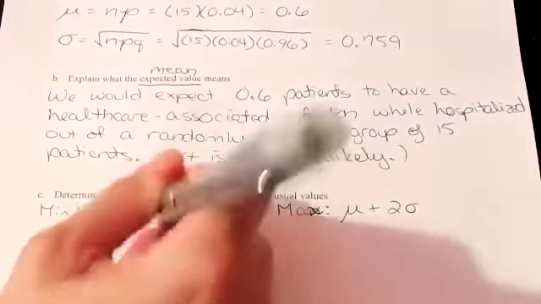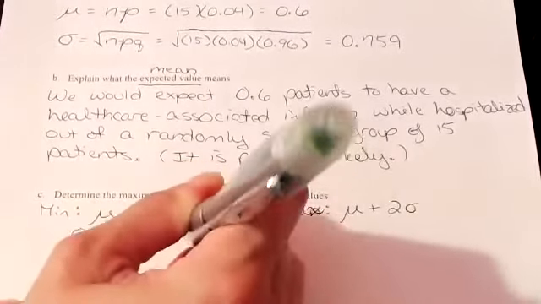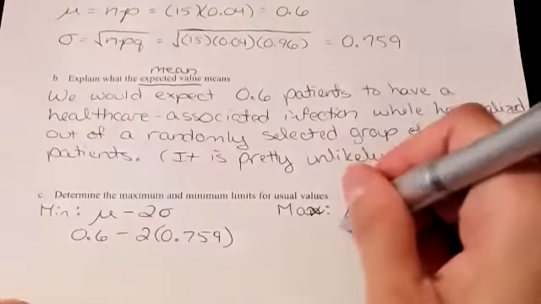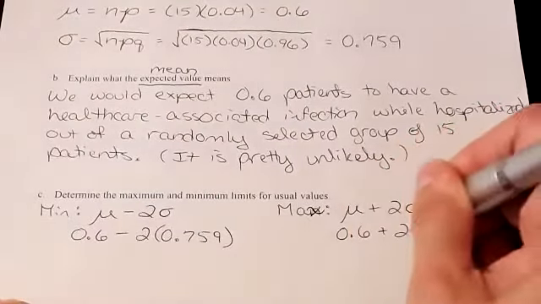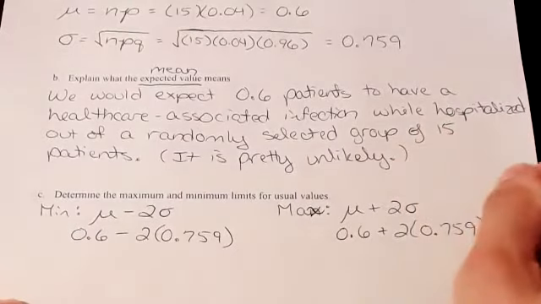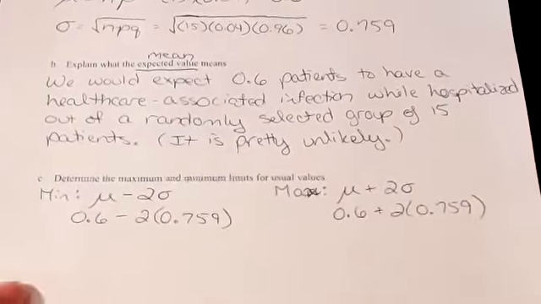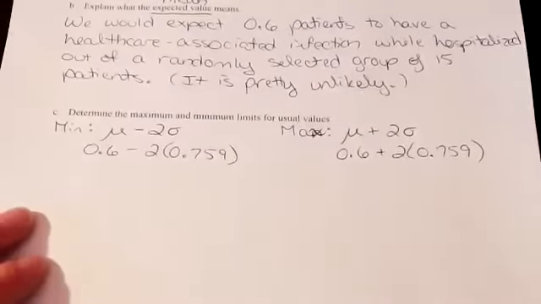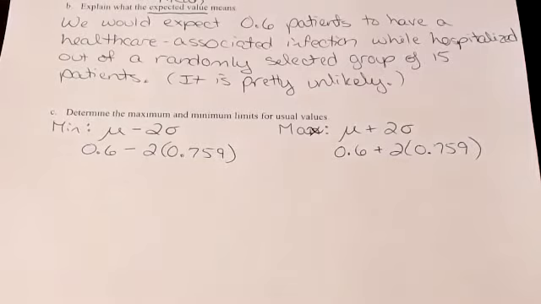So we have 0.6 minus 2 times 0.759. And then we have 0.6 plus 2 times 0.759. When you have your min and your max, would you please share that with the group? Your minimum value is? I don't know if I'm right, but negative 0.918.